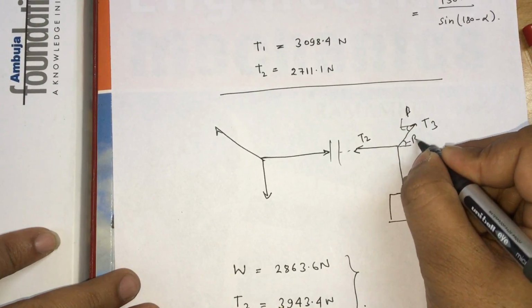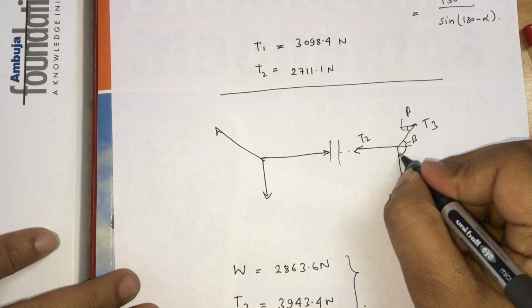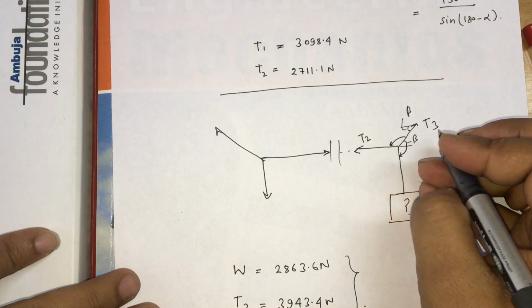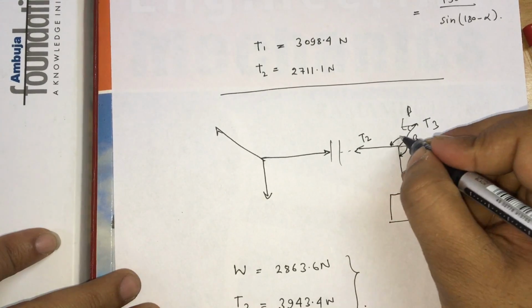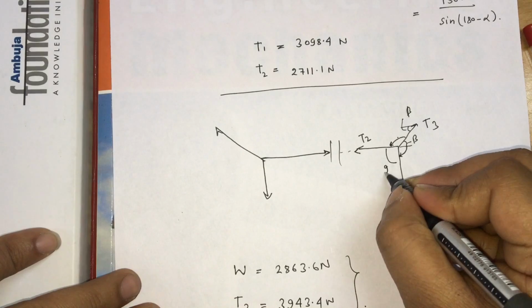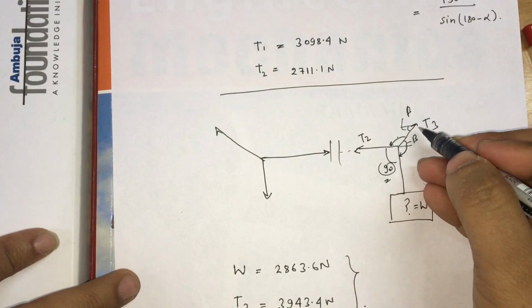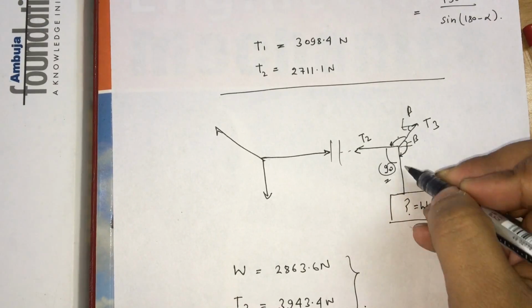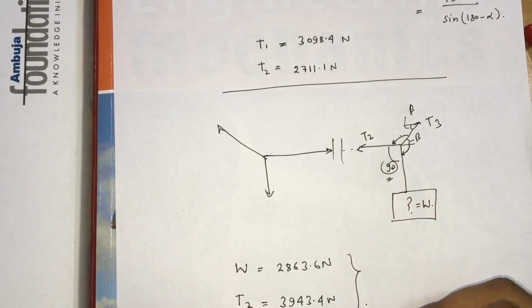So simply you apply Lami's theorem, because if this angle is known to you like beta, so this would also be beta, and this angle is beta plus 90 degree, and this angle you can calculate like 180 minus beta, and this angle is 90 degree. So force upon sine of this angle. So this was the solution.